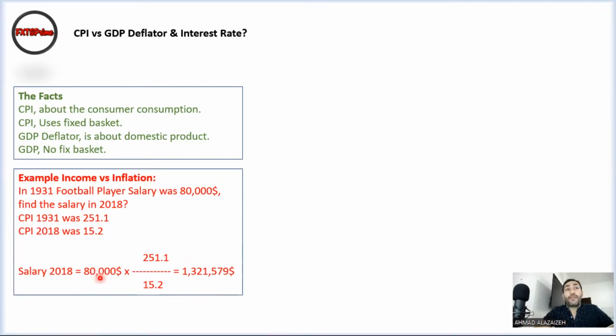So the salary of a football player was $80,000. But if you look at 2018, the salary of a football player is $1,321,579, which is less than what they take currently. They are way ahead of this salary. So now this calculation is based on what the CPI was in 1931.